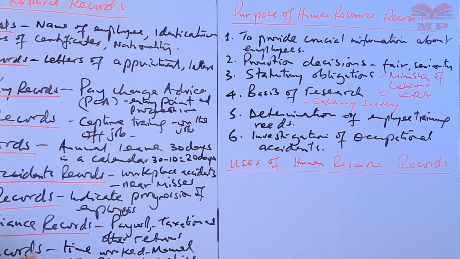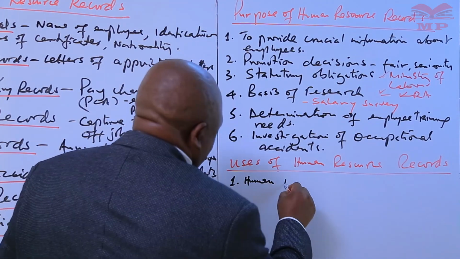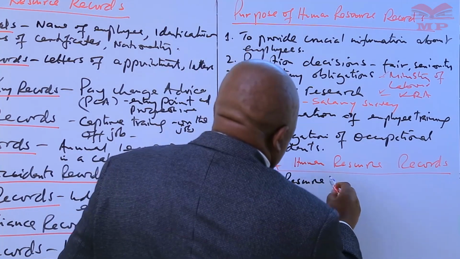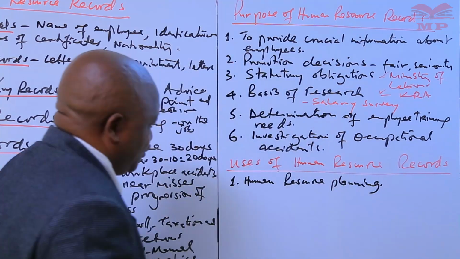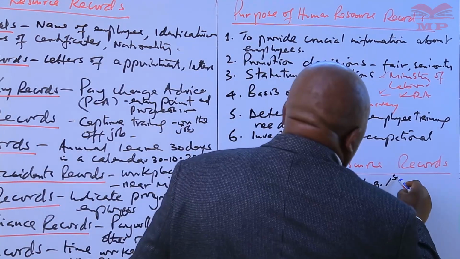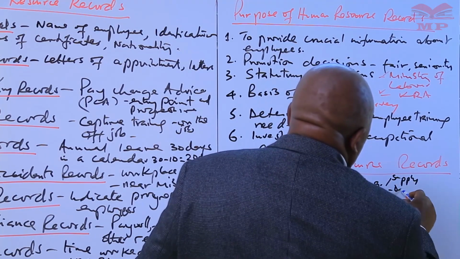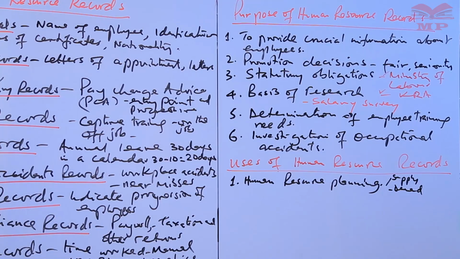So one of the areas could be in the area of human resource planning. An organization may, for example, want to know when it comes to the supply of labor. You have supply of labor, you have demand of labor. So what is the supply like? What is the demand like? So based on these, an organization can use this information to determine the number of employees that that particular organization may want.